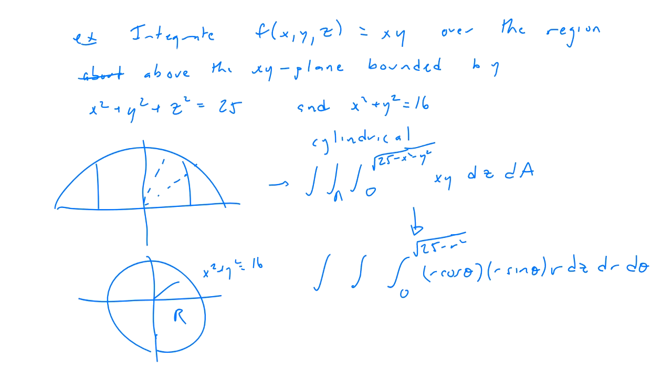R goes from... so what are the limits for the middle integral? Here to 4. And finally, for the outer integral, they are 0 to 2 pi.